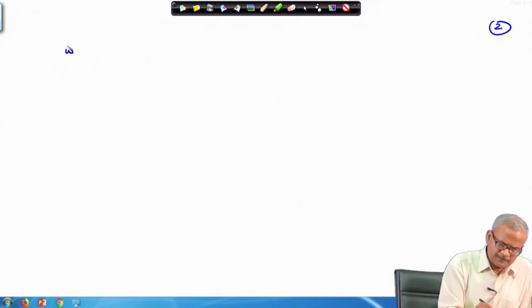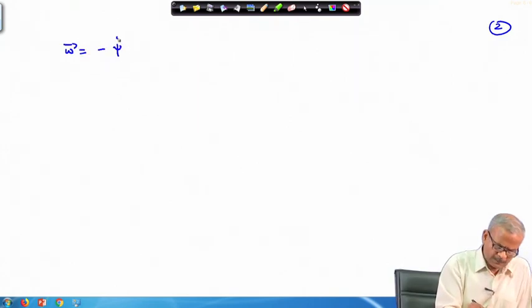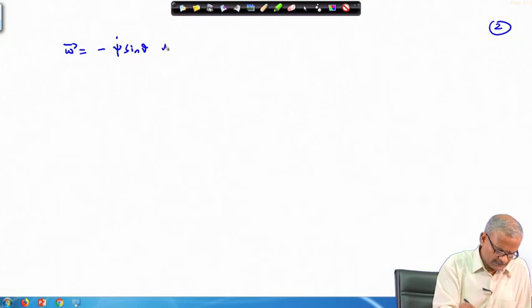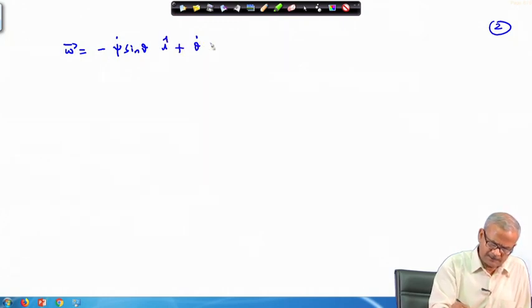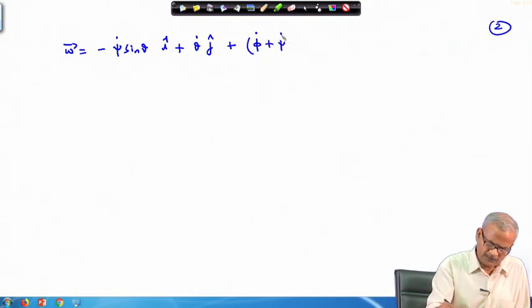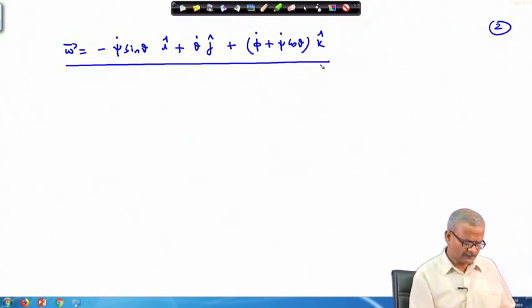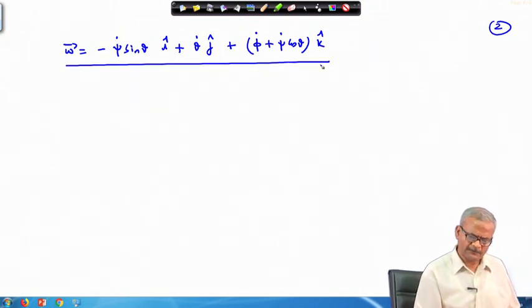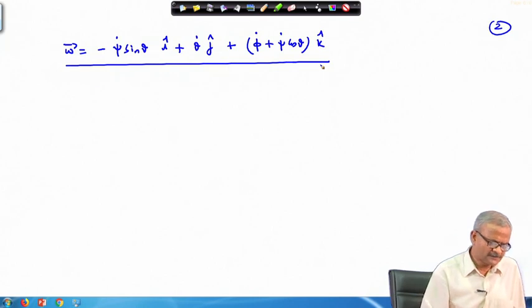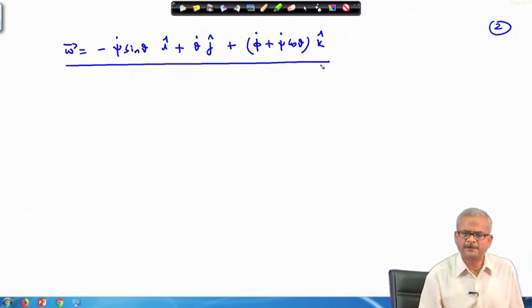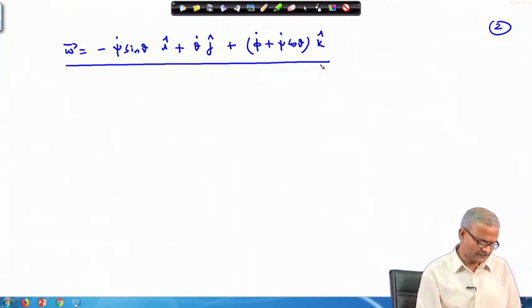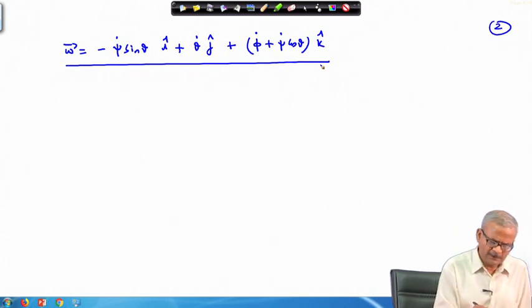So, what we have got is psi dot sin theta times i cap plus theta dot times j cap plus phi dot plus psi dot cos theta times k cap. Now, we can calculate the angular momentum of the system. If the system is free from external torque, the angular momentum vector will be constant. If it is not free from external torque, then the angular momentum vector cannot be constant.